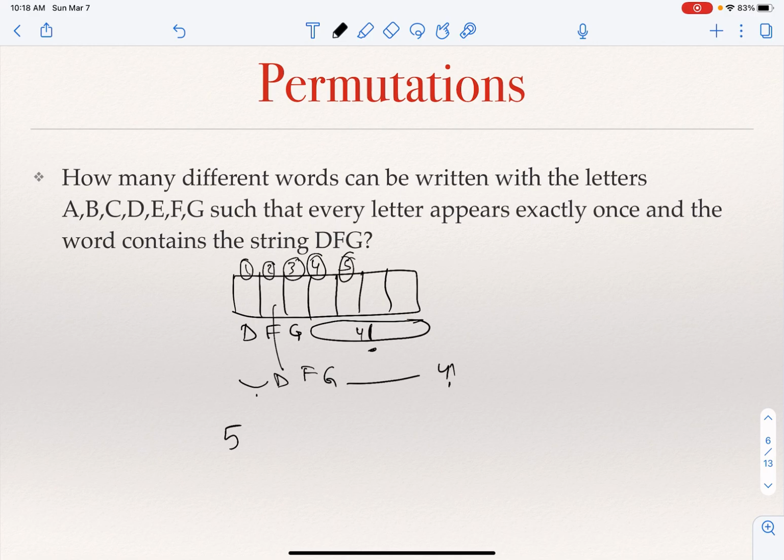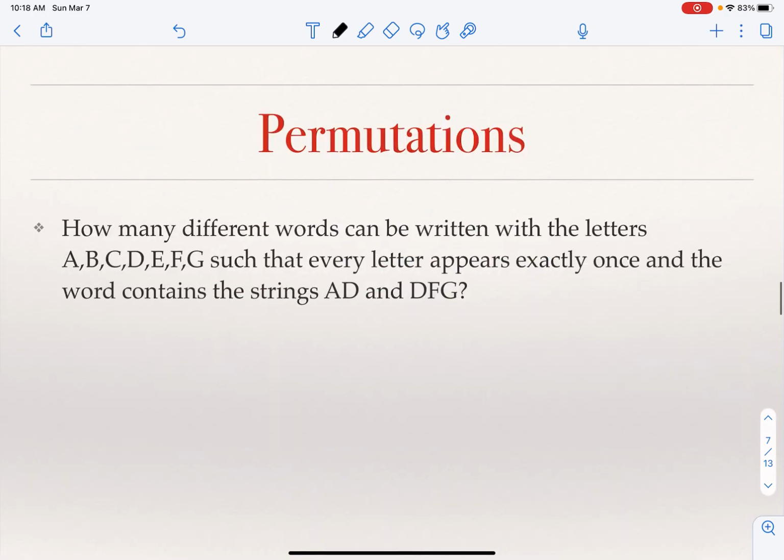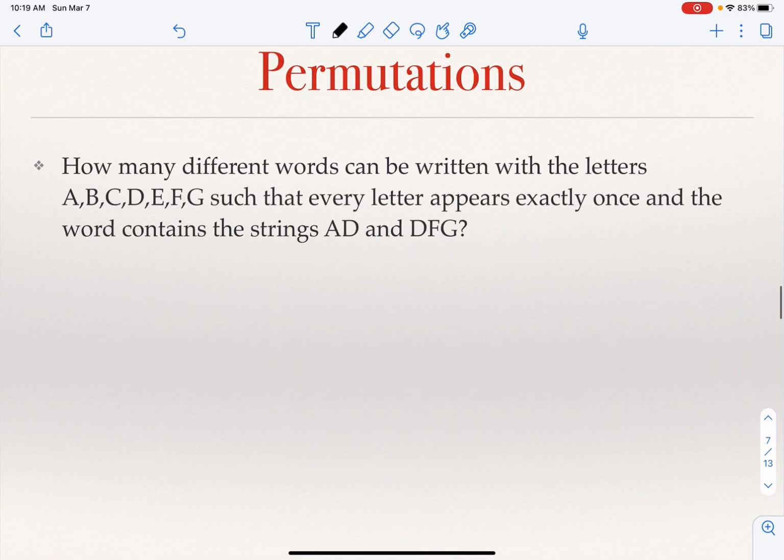Once we put the DFG, that leaves us 4 other letters to put in the other places, and for those 4 letters, we have 4 factorial ways of putting them, okay? So the number of different words that have DFG in them and the other 4 letters exactly once is 5 times 4 factorial. And let's look at another example here.